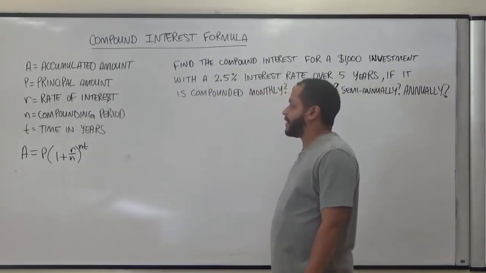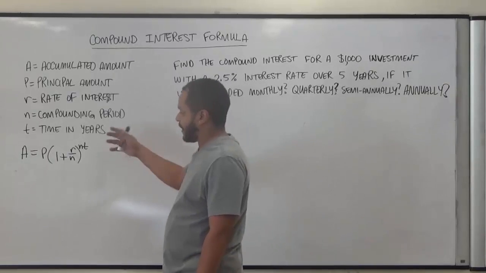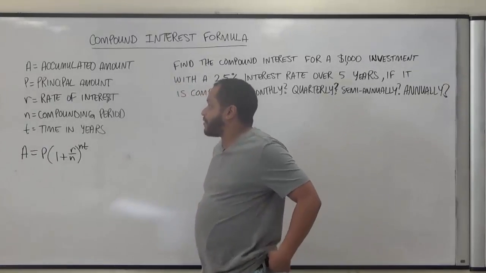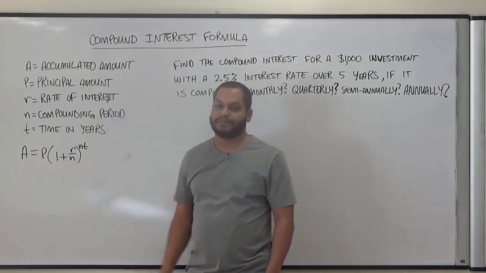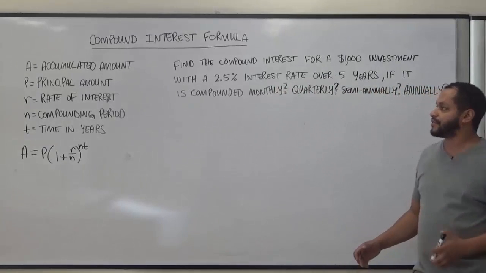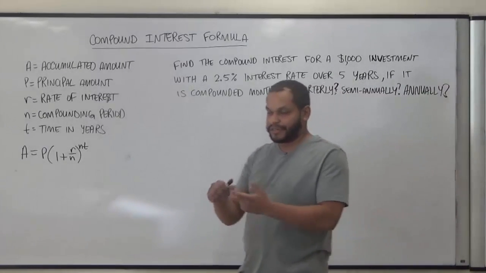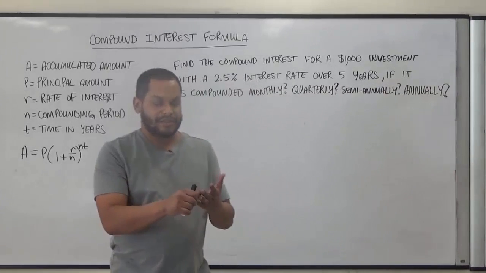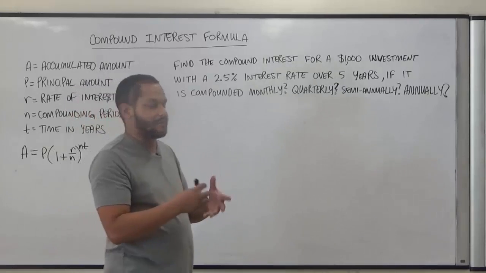In the same way, if there are more than 4 variables here, if there are 5, we can always solve for one of them if we have the other 4. For the most part, when we're doing compound interest, we're usually solving for the accumulated amount. So in this video, we're going to solve a compound interest problem in 4 different ways: monthly, quarterly, semi-annually, and annually. And we're going to see the difference in all the 4 compounds and what they mean.